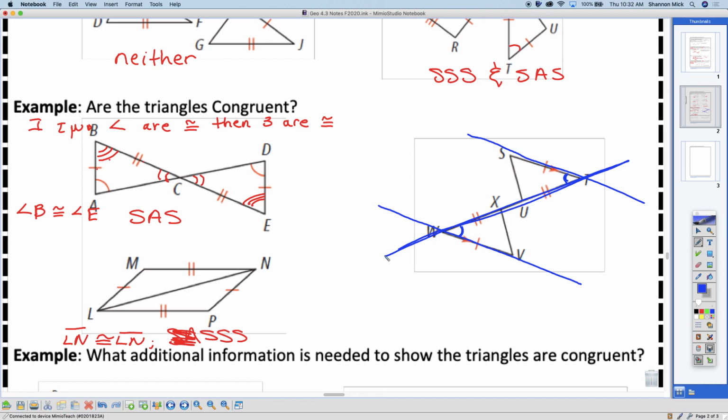So put angle W is congruent to what? Angle T, because of alternate interior angles. We have used that abbreviation before, correct? So I now have what? Side, angle, side.